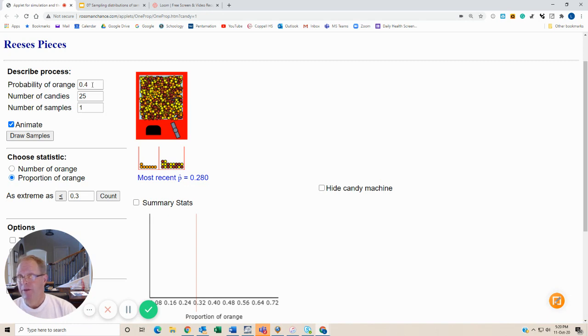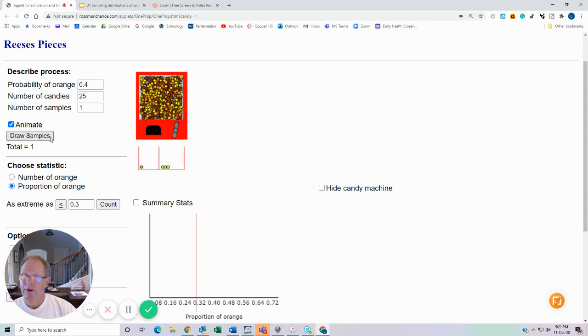Let's say that 40% of the candies in here are orange. So the true proportion of candies in here that are orange is 0.4. Rho is equal to 0.4. Let's take a sample of size 25, so n is equal to 25. And let's just take one sample for starters and see how this works. I'm going to draw my sample right there.